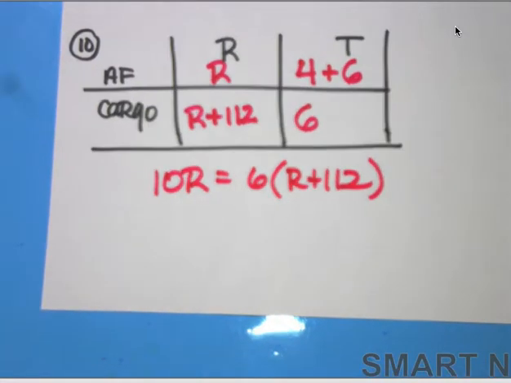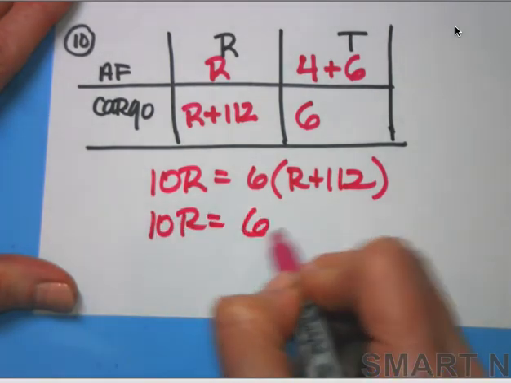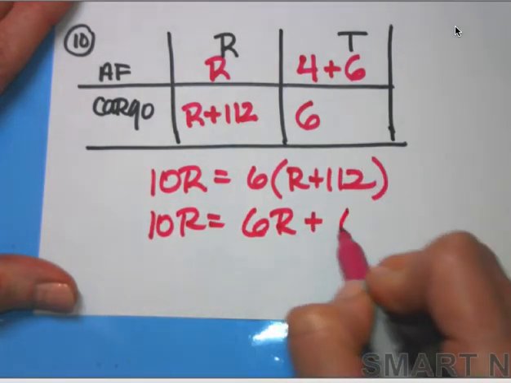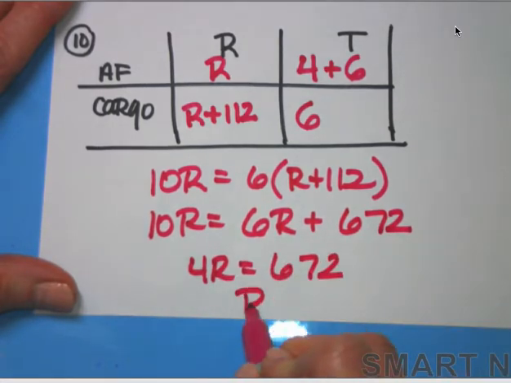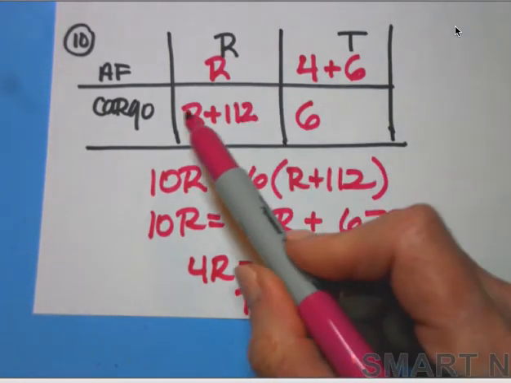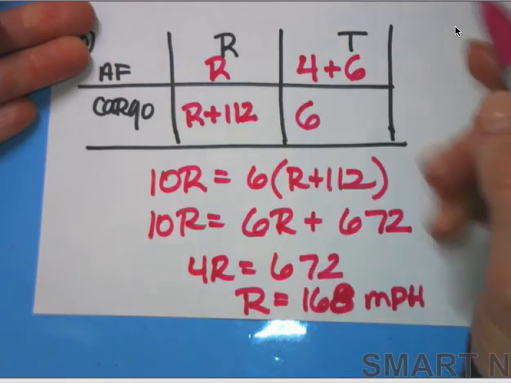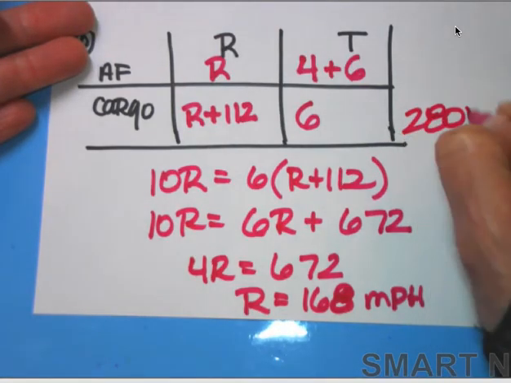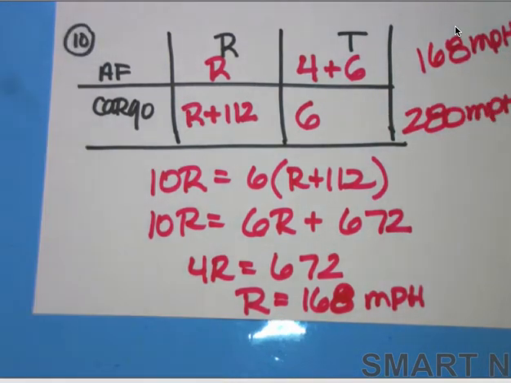and then solving my equation, that's going to give me 10R, and then 112 times 6 is 672. And then the rate ends up being 168 miles per hour. And so the Air Force plane is 168 miles per hour, and then 168 plus 112, the cargo plane would be 280 miles per hour. You could answer anything that's asked once you have that information.